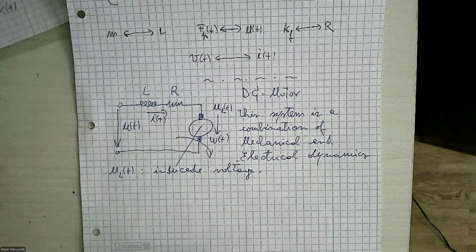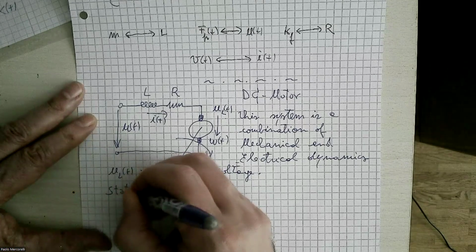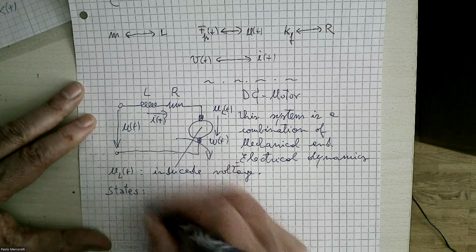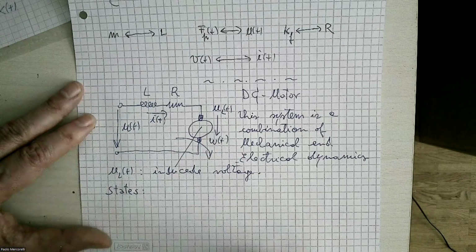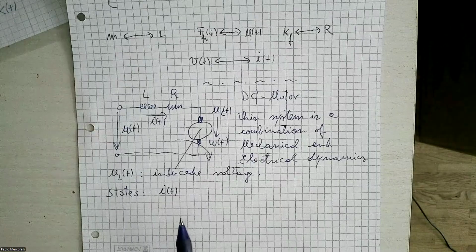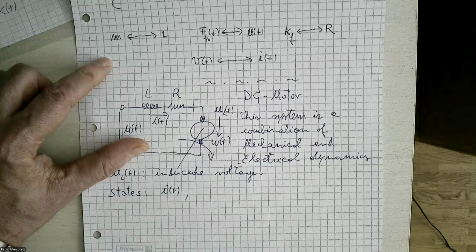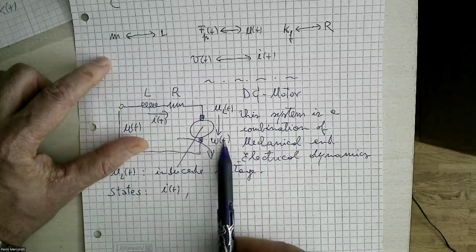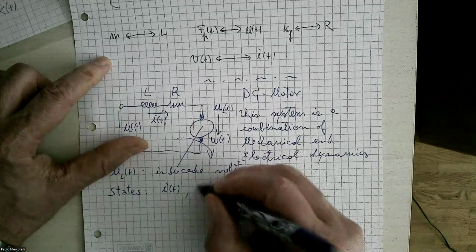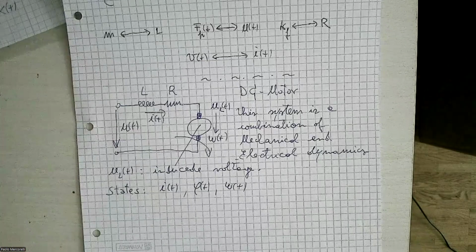Which states do we have here? Electrical states are the current, because of the electromagnetic energy which you have in the coil, in the inductance. Then we have the mechanical states: position and velocity. Let me write phi of t, the angular position, and the angular velocity. The angular velocity is clear because we have the kinetic energy.